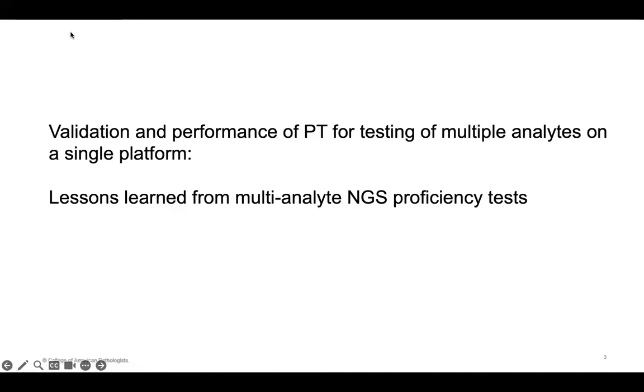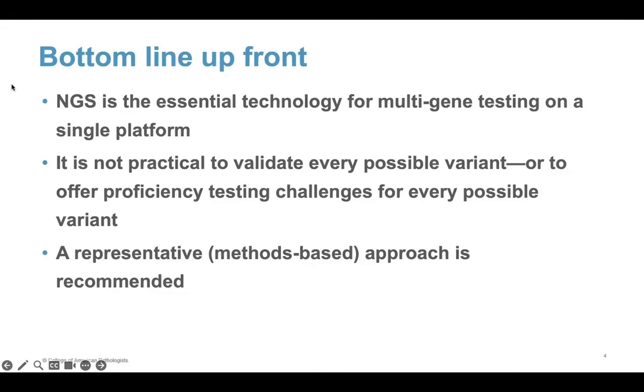So in the talk today, I would like to tell you a little bit about how proficiency testing exercises can be designed to look at next generation sequencing testing and some of the lessons that can be drawn from those. The bottom line for this session is that next generation sequencing is the essential technology for testing multiple genes on a single platform. And of course, as part of offering high quality clinical testing, we need to make sure that our tests are validated. It's not possible to validate every possible variant, and it's also not possible for proficiency testing vendors to offer challenges for every possible variant. So I would like to introduce the idea of representative validation and methods-based proficiency testing, and explain how those approaches can help to ensure the quality of testing.